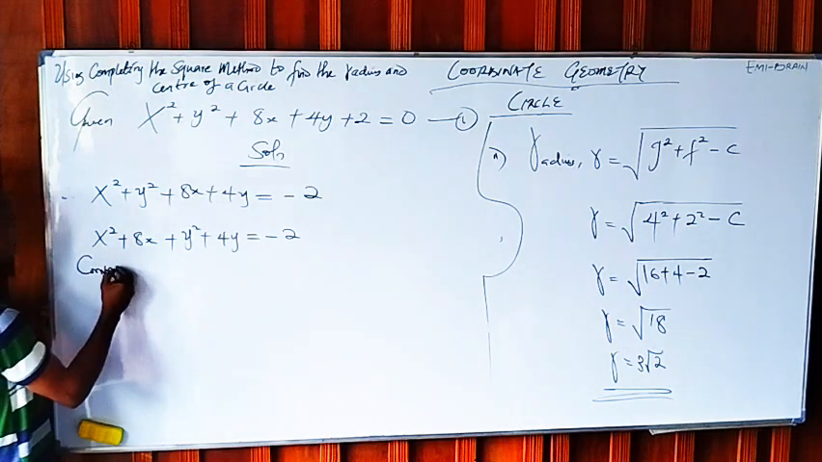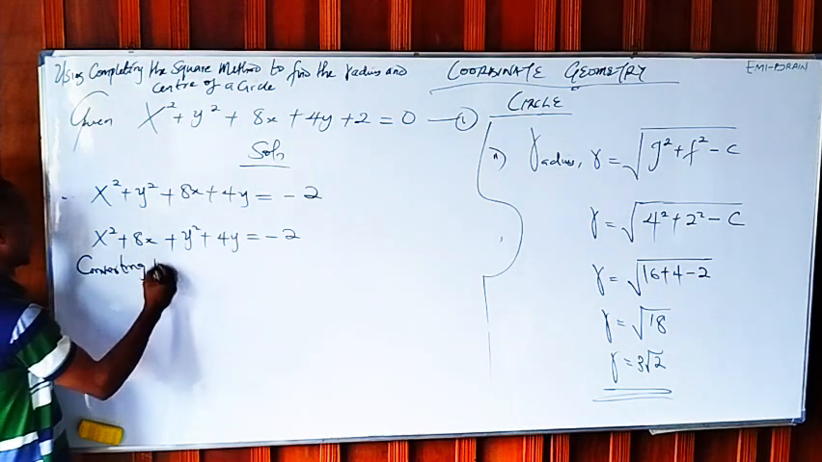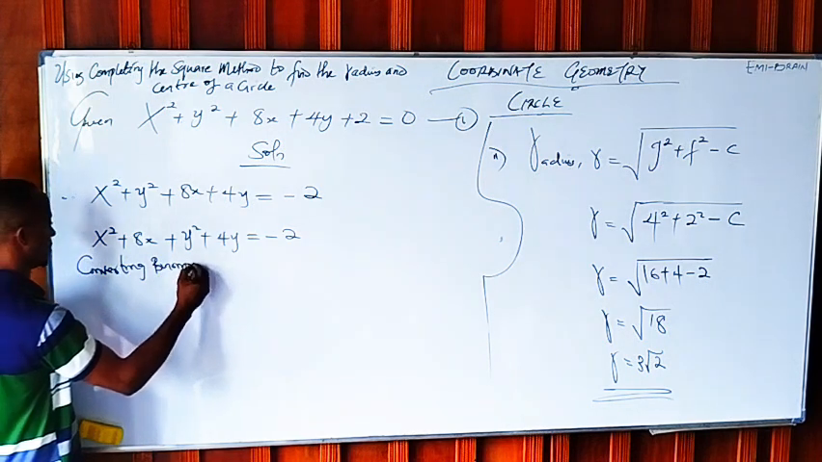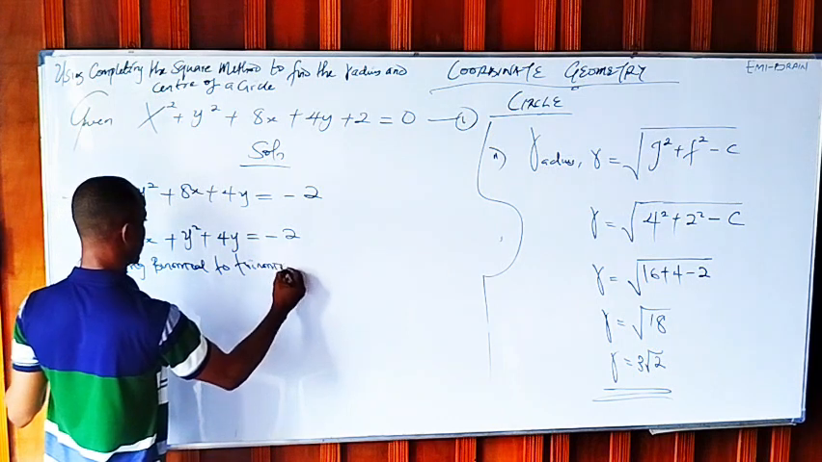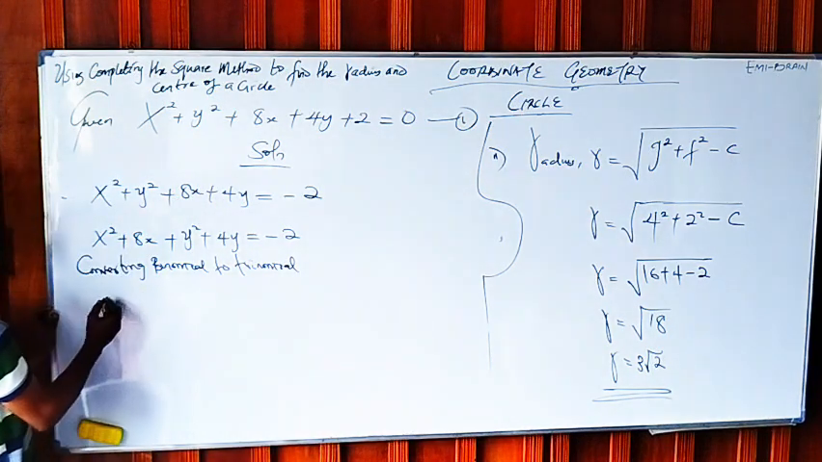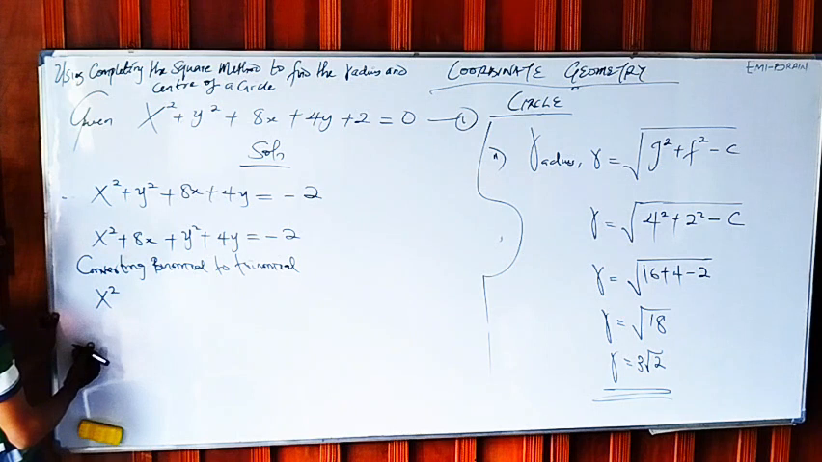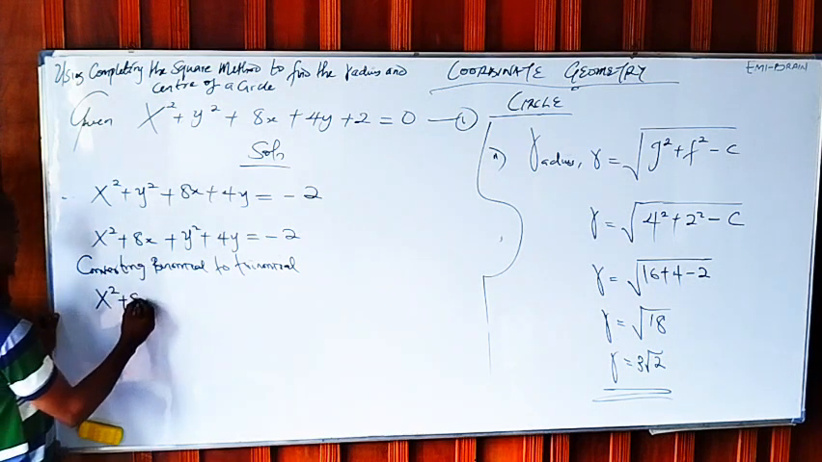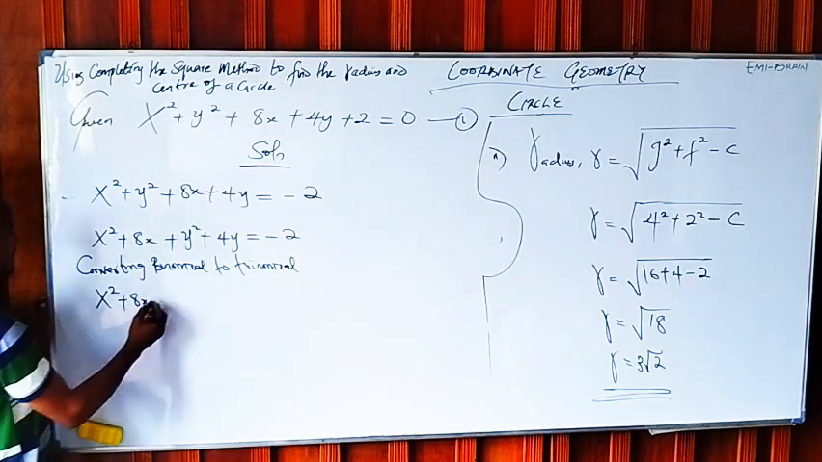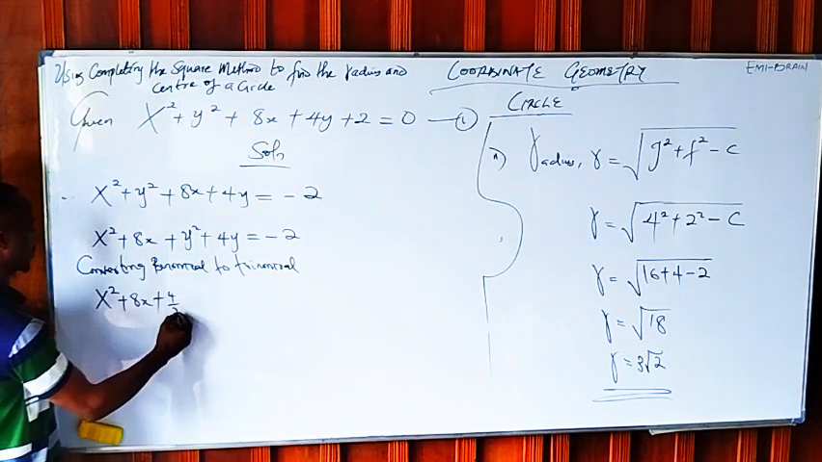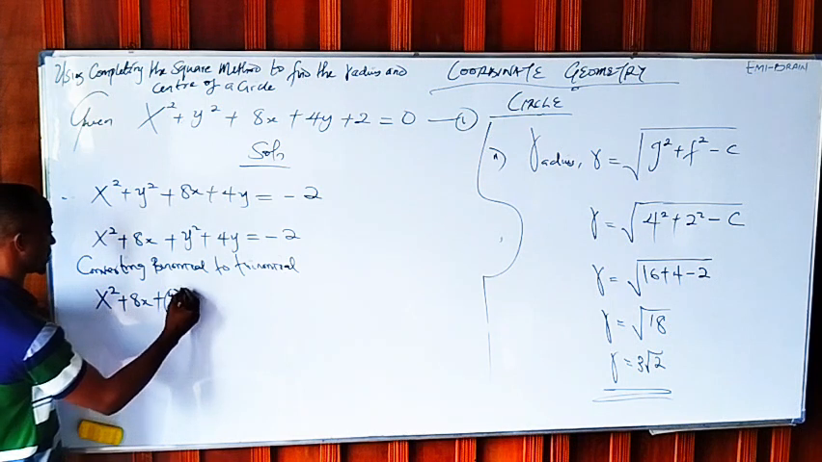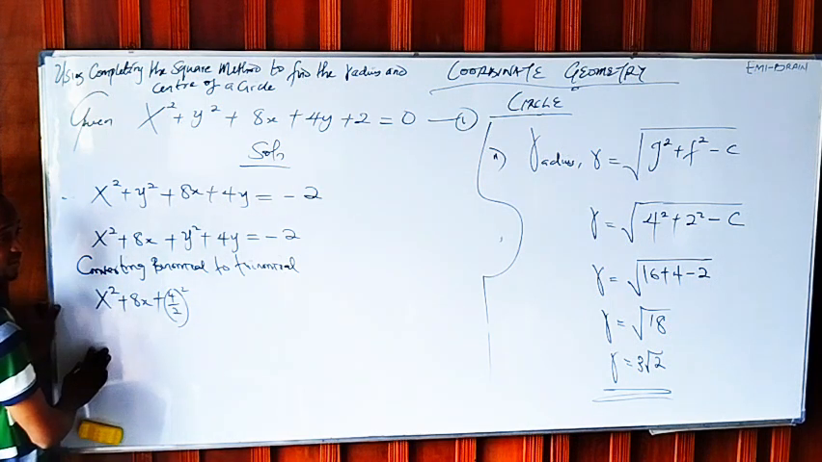Converting binomial to trinomial. This will give us x squared plus 8x, plus, what is the half of 8? Let me write it there. 8 over 2, all squared. Are you seeing what I'm doing here?